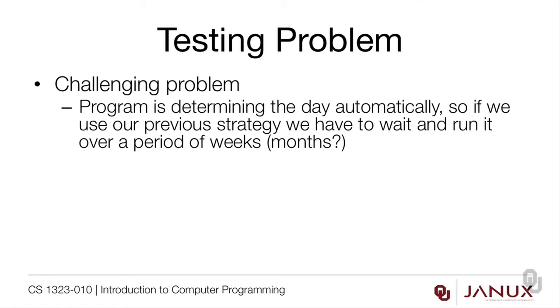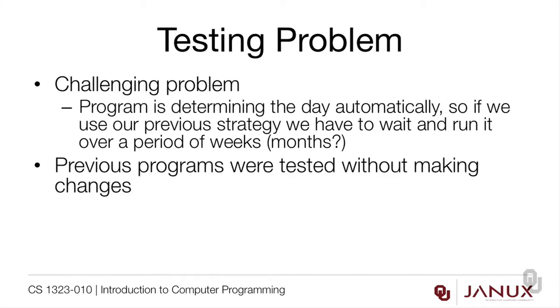Now, the next problem we have is a very challenging problem involving testing. And that's that our program is going to find the day automatically. So if we use our previous strategy, we're going to have to wait and run it over a period of weeks or months, or in fact, almost a year. Right now it's January 6th, and so in order to test these end-of-year conditions, we would have to wait a year. Obviously, we can't wait a year to test a program, so we've got to think of something else.